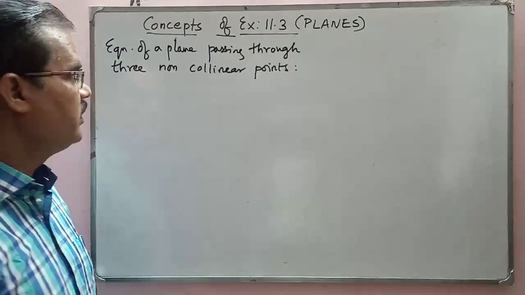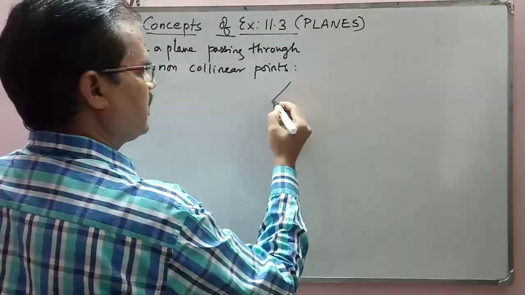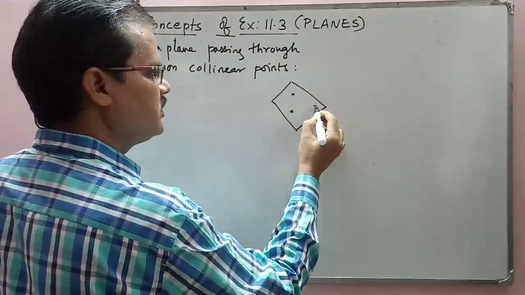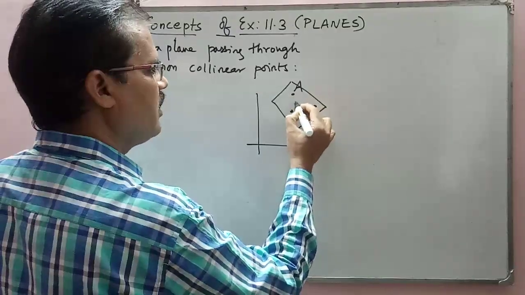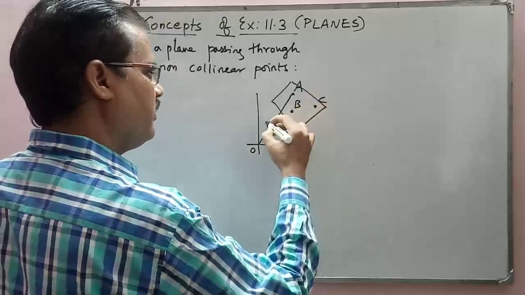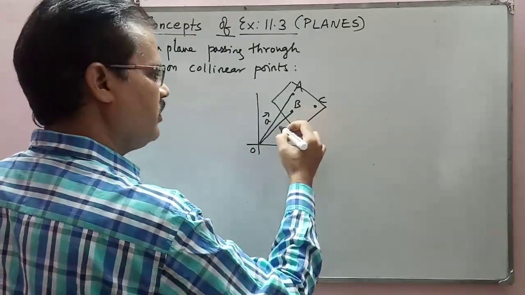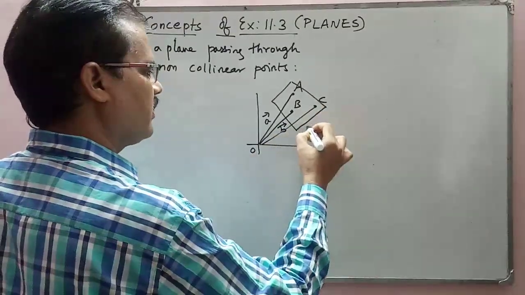Now we are going to see the equation of a plane passing through three non-collinear points. Consider a plane. This passes through three non-collinear points A, B and C. Let the position vector of point A be vector a, the position vector of point B be vector b, and the position vector of C be vector c.